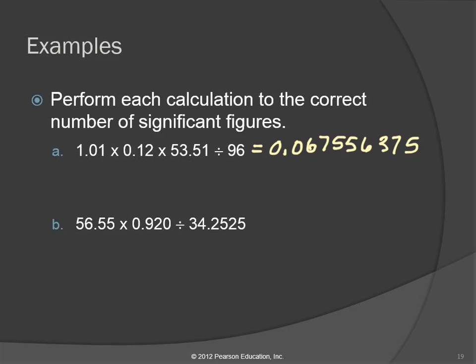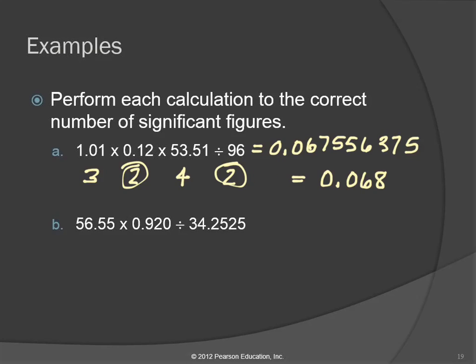Now we're going to look at significant figures. This is multiplying and dividing, so we're going to apply the rule. How many sig figs in 1.01? 3. And in 0.12? 2. 53.51? 4. 96? 2. So the smallest is 2, right? That means we round our answer to 2 significant figures. So what's that going to be? 0.068. The leading zeros don't count.